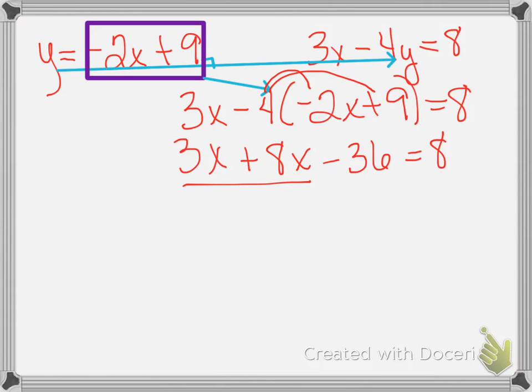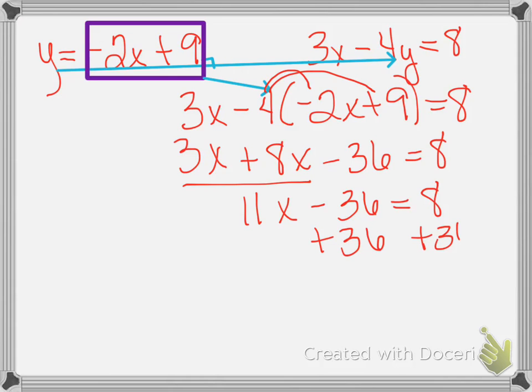And then we're going to combine our like terms. So 3x minus 8x is negative 5x... so that's going to be 11x minus 36 equals 8. And now we're going to solve for x. So we're going to add 36 to both sides. And so we'll have 11x equals 44.